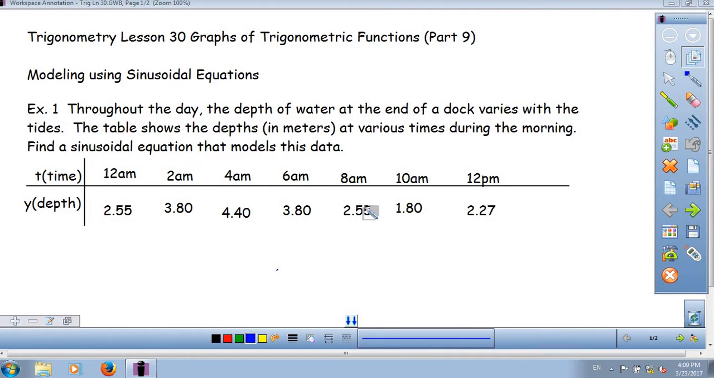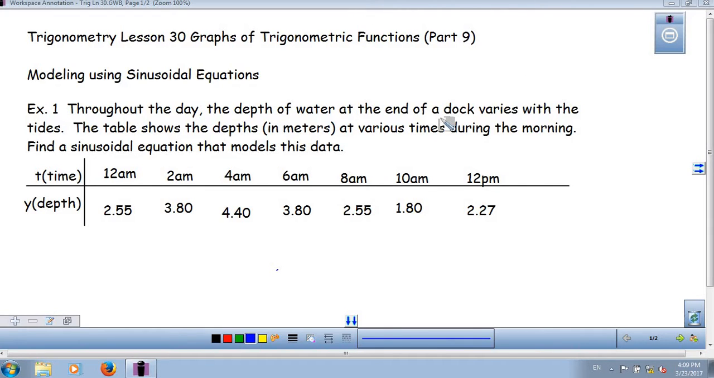Today we're continuing our trigonometry lessons in trigonometry lesson number 30. We are in the part where we're talking about the graphs of trig functions, especially the graphs of sine functions and cosine functions. Now the sine and cosine functions are called sinusoidal functions because they have the same form.